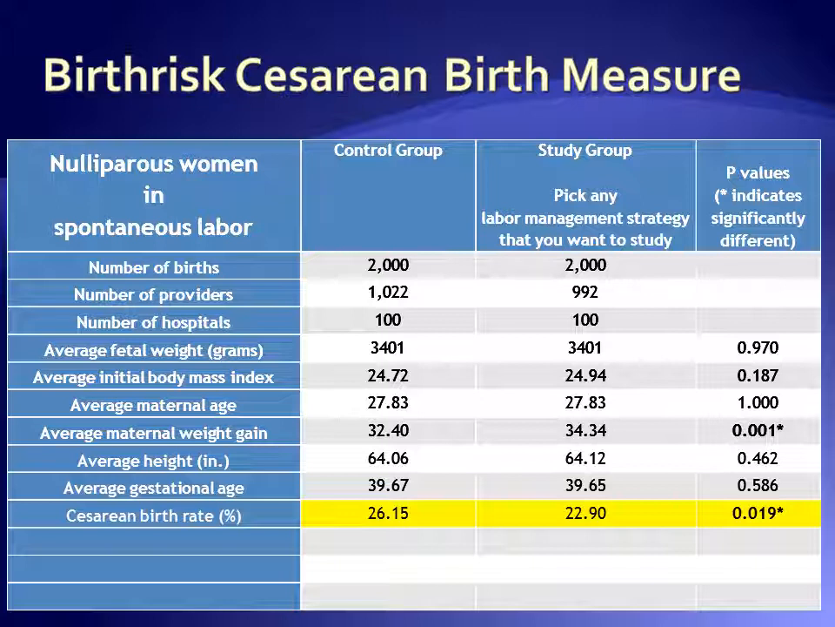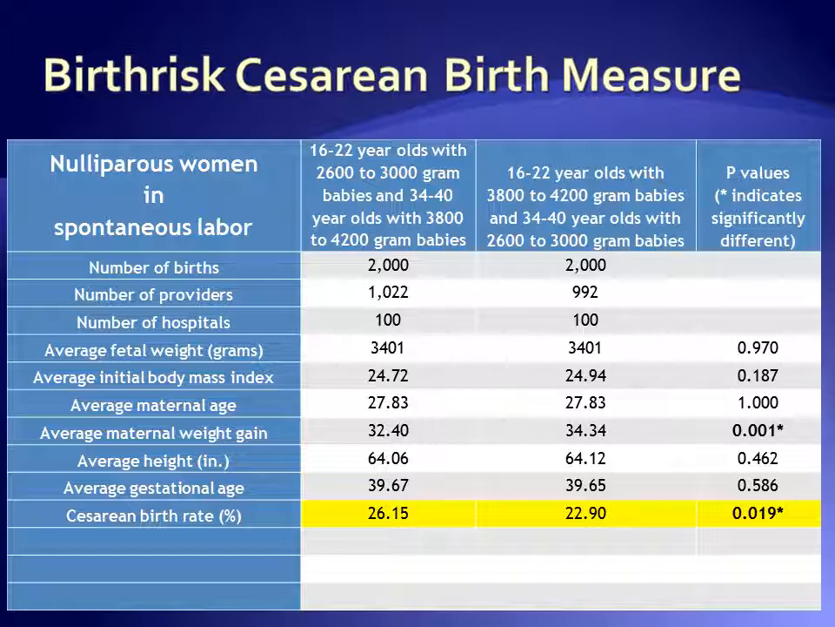But wait a second. What was the labor management strategy being studied? The problem with this study is that there is no difference in the labor management strategies applied to the two groups. So why is there a statistically significantly different cesarean birth rate in the study group, you might ask? Well, that has to do with how I created the two groups. The control group was created by combining younger women having smaller babies with older women having larger babies, and the study group was created by combining younger women having the larger babies with older women having the smaller babies.